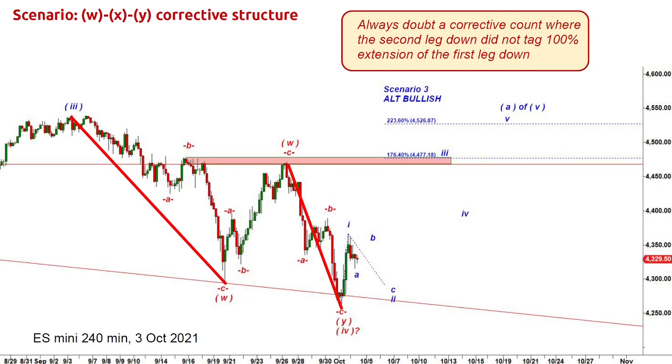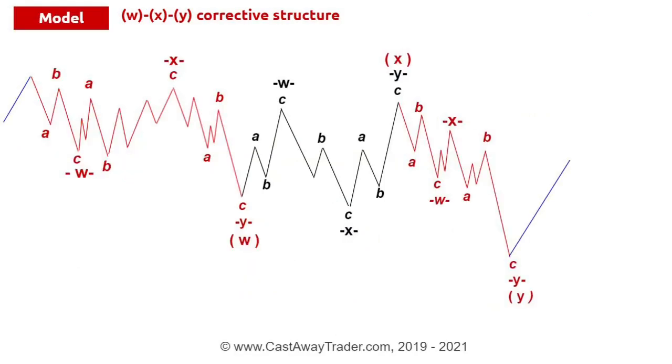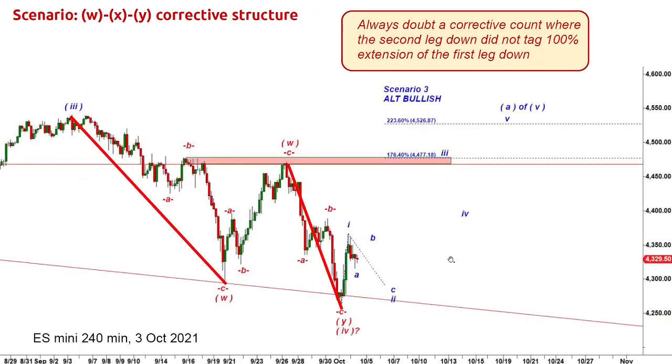One of the scenarios was to consider the whole structure as a WXY structure. And a WXY structure differs a little bit from a simple ABC structure. If a simple ABC structure is 3 down, 3 up, and 5 down, a WXY structure would be 3 down, 3 up, and 3 down.